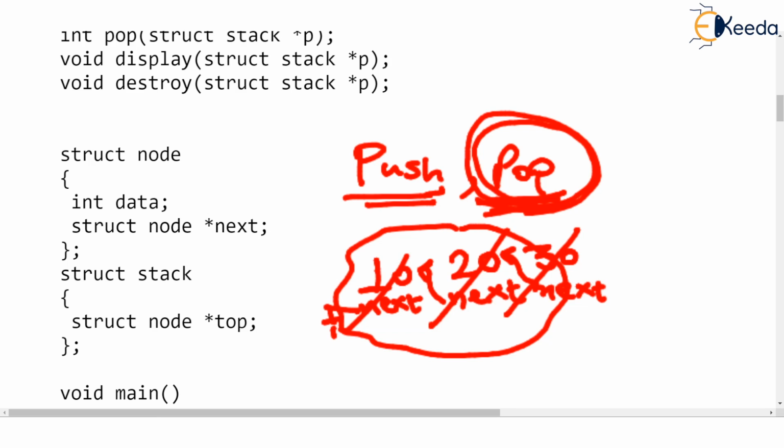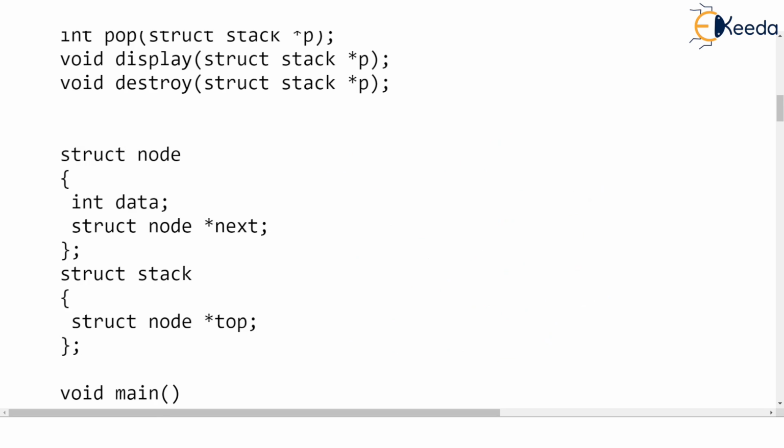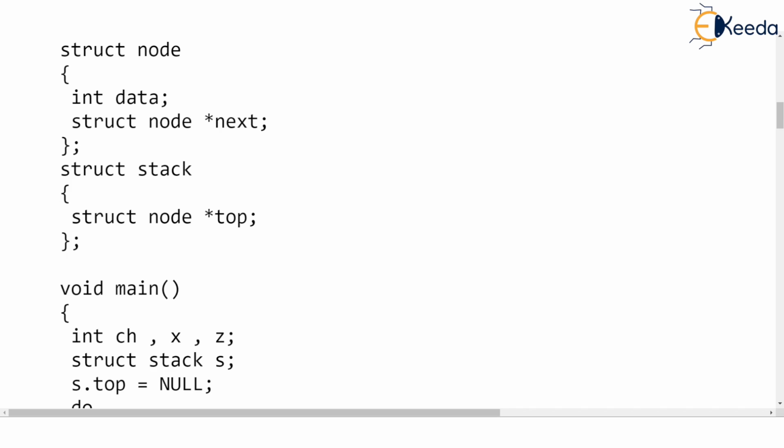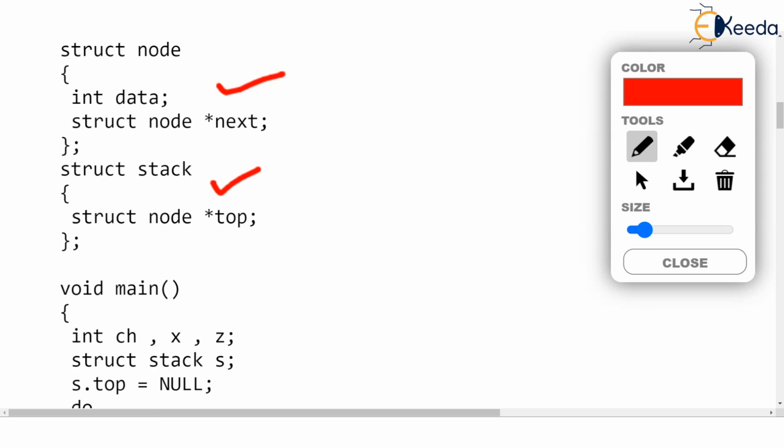It is obvious that in this video we will see how to push a new value in the stack. And there we will see the importance of these two structures, the structure called node and the structure called stack. Have a look at main. Here in the main function, we have declared some variables like ch, x, z. Just ignore them right now.